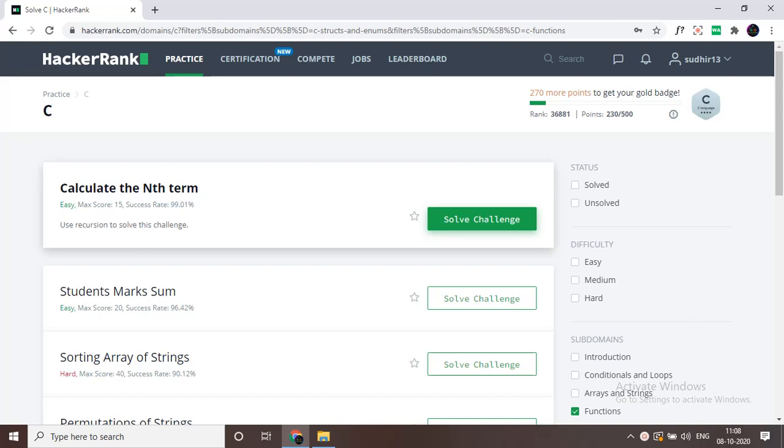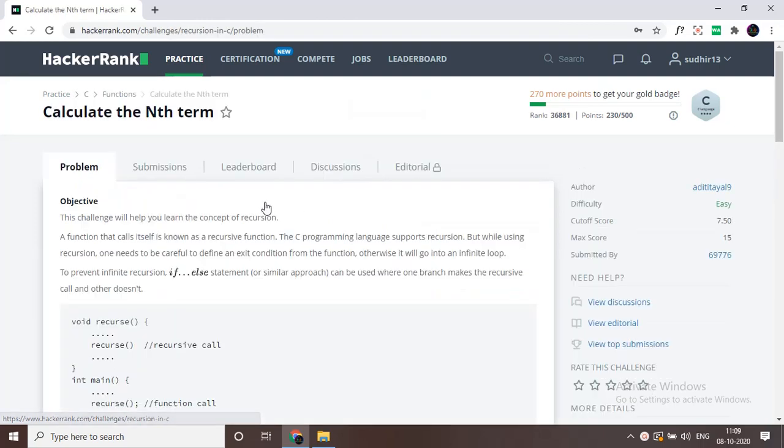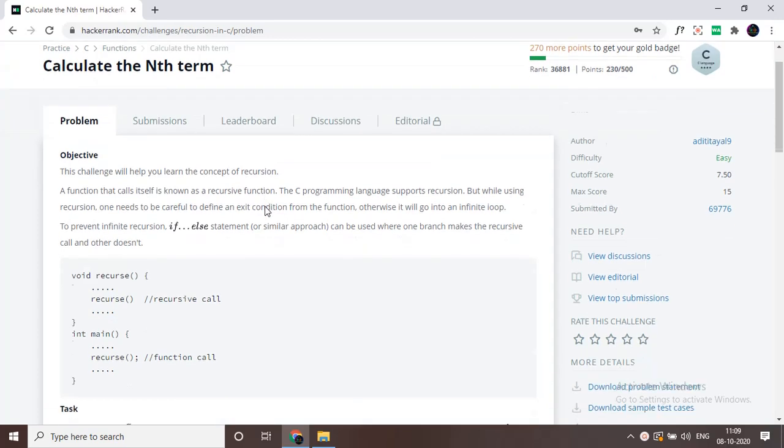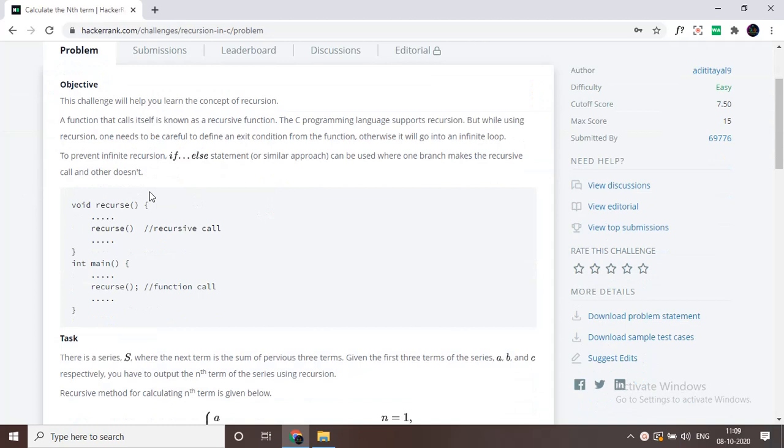Hi everyone. In the HackerRank C series, now we are going to solve the Calculate the nth term problem in the functions section. We have to understand what the program is first of all, how to calculate the nth term. This question is based on a recursion model, and we have to solve it.